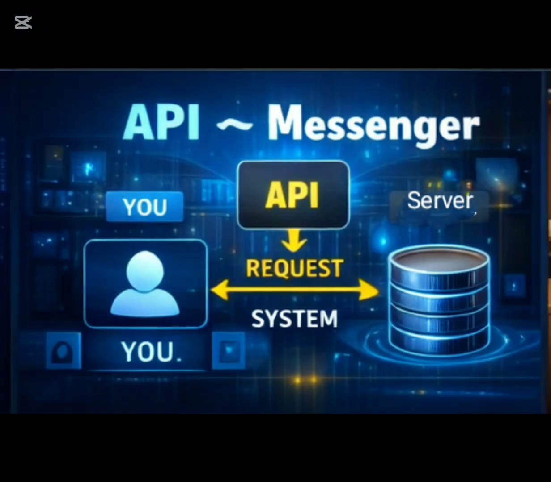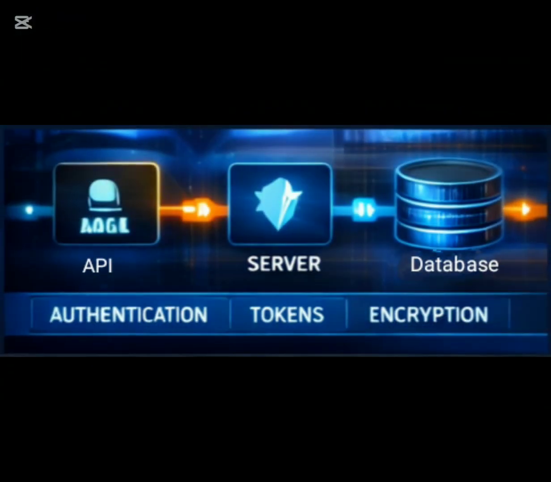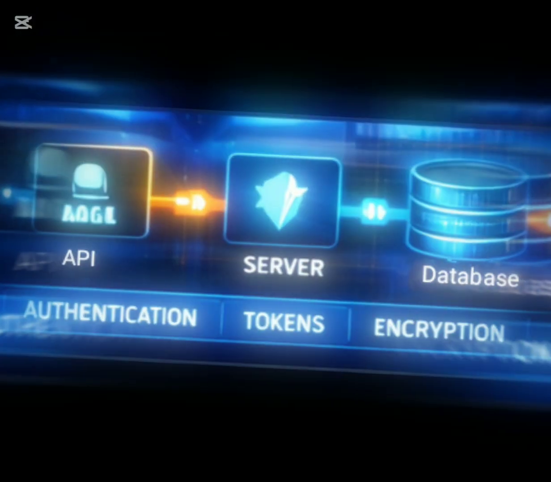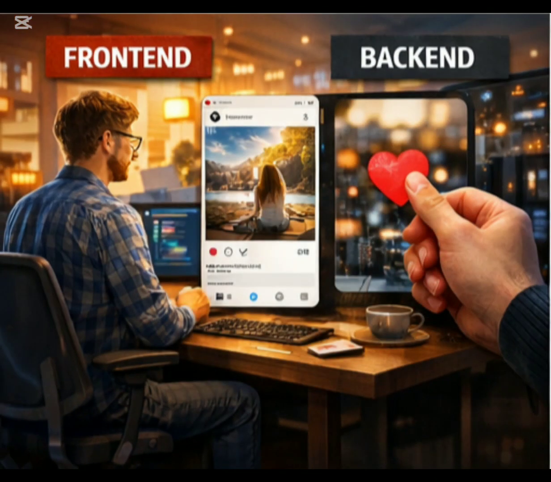Real flow: user clicks button, front end sends request, back end processes it, back end sends response, front end updates the user interface. Example: loading a profile. 1. You open the profile page. 2. Front end requests user data. 3. Back end fetches from the database. 4. Sends it back. 5. Front end displays it. This entire cycle happens in seconds.